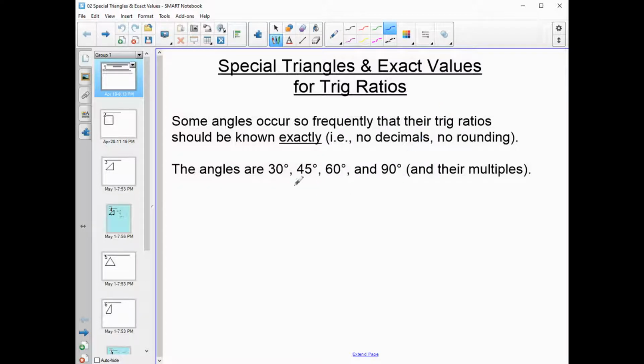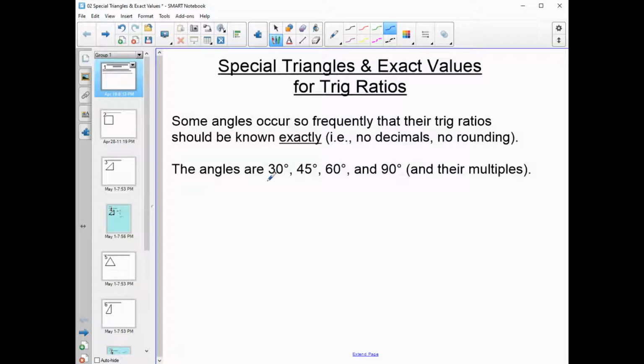The angles, as I've listed here, are 30, 45, 60, and 90, and then it's also multiples of those angles as we go on to larger angles as well. But for this lesson, we're just going to focus on 30, 45, 60, and 90. There's an obvious angle that's not included here, which is 0 degrees, and we will be talking about that. But of course, an angle of 0 is a very special case, and I will save that for later.